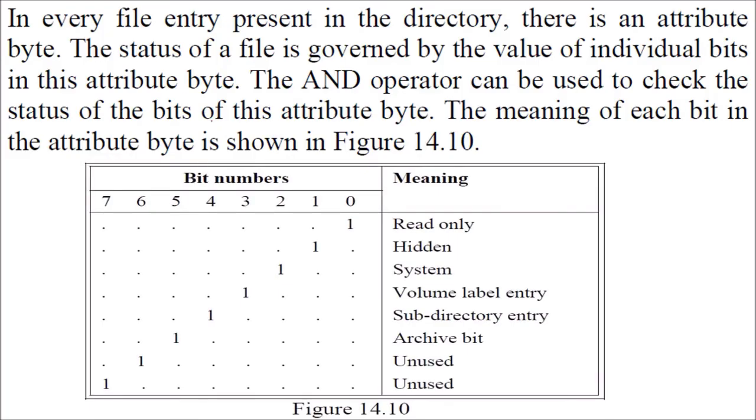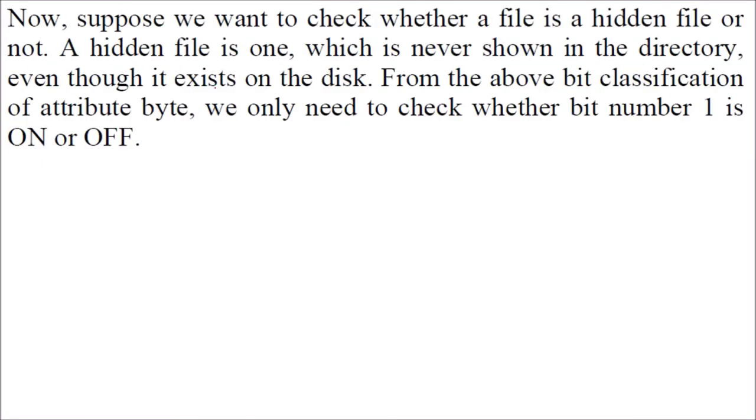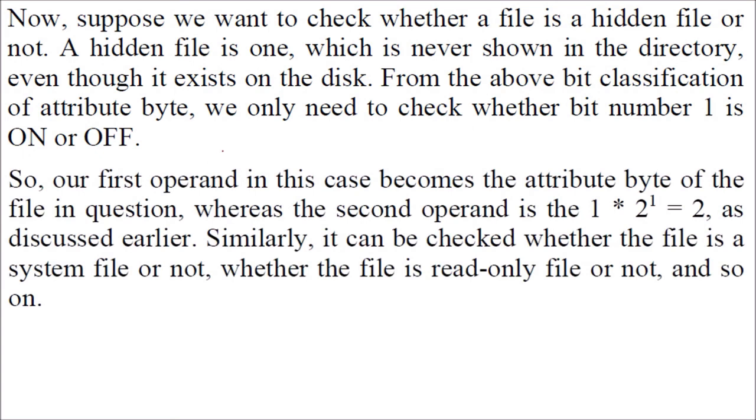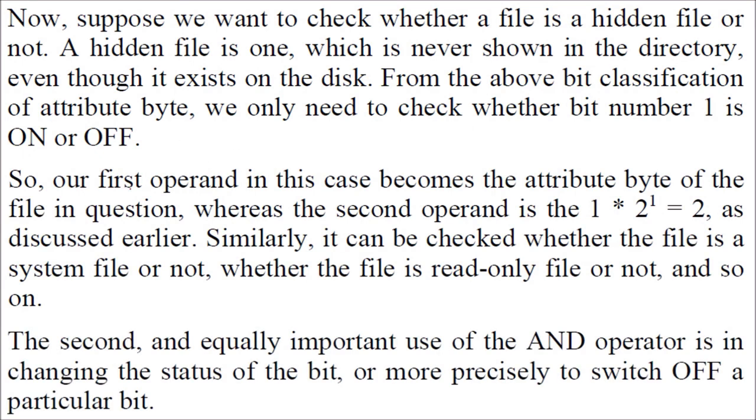So in the file entry in the directory, we have an attribute byte. The status of the file is governed or indicated by the value of individual bits in this attribute byte. The AND operator can be easily used to check the status of the bit of this attribute byte. If the first bit is 1, that means this file is read only. If the second one is on, it is hidden. Third means system, and likewise. So you can easily check whether a particular bit is on or off for this byte stream, to know whether the file is read only, whether the file is archived, like this.